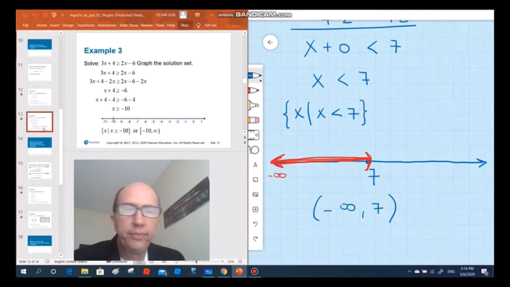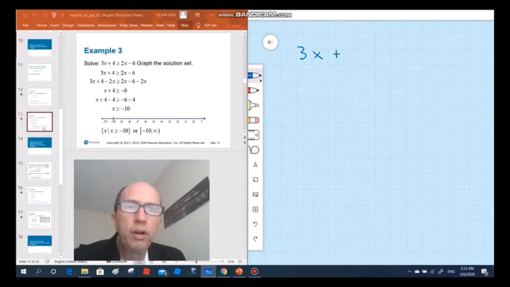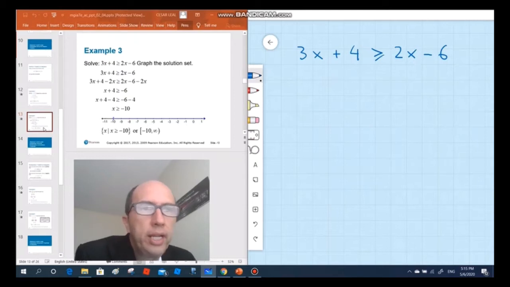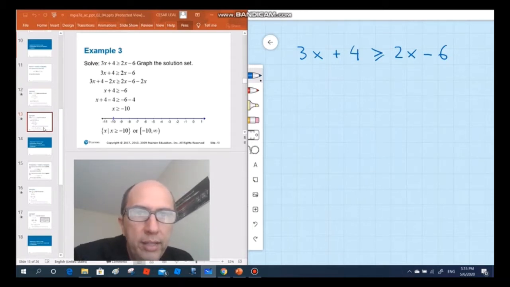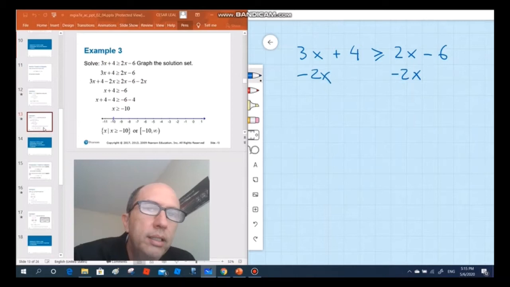Another example. Now we have solve 3x plus 4 is greater than or equal to 2x minus 6. And apply the addition property. Add the same term to both sides to simplify. And remember that the objective is to have the variables on one side and the numbers on the other side. So we're going to get rid of this 2x here by subtracting 2x on both sides.